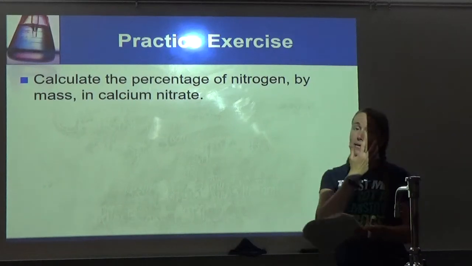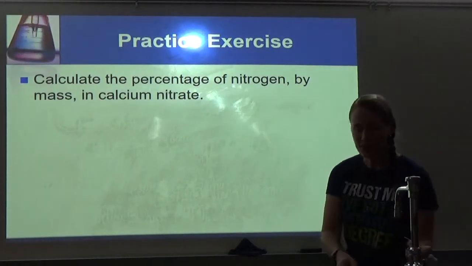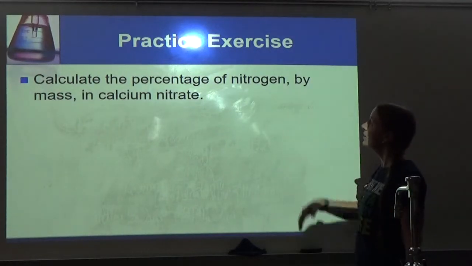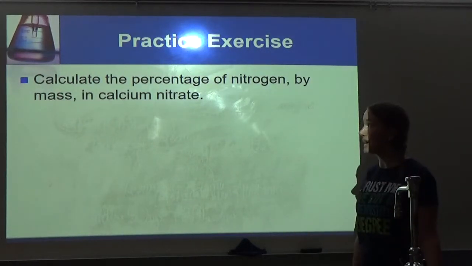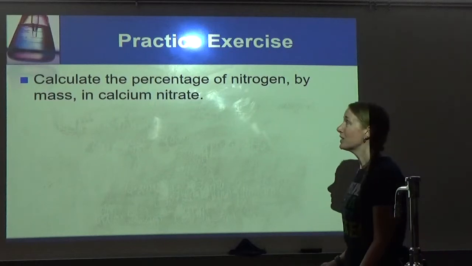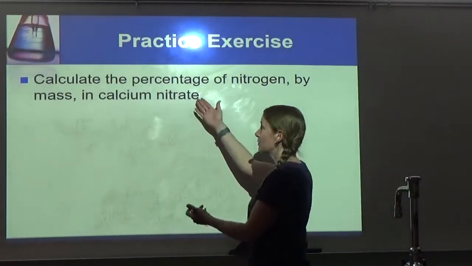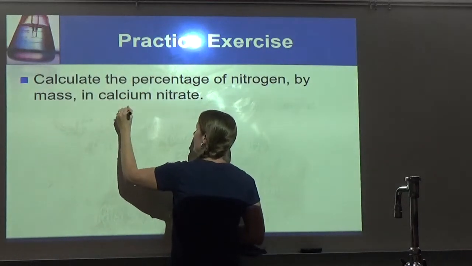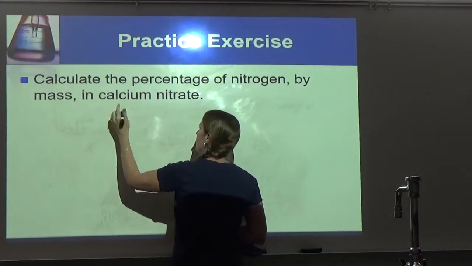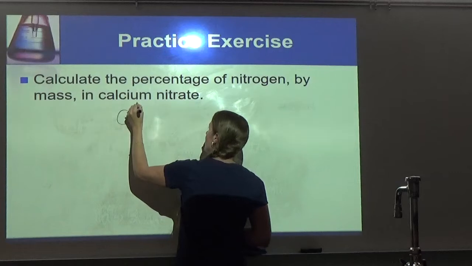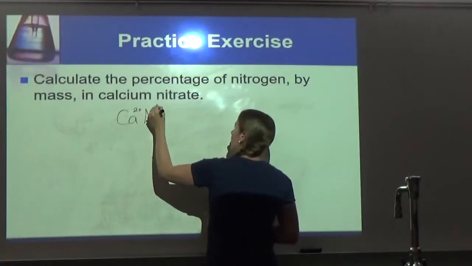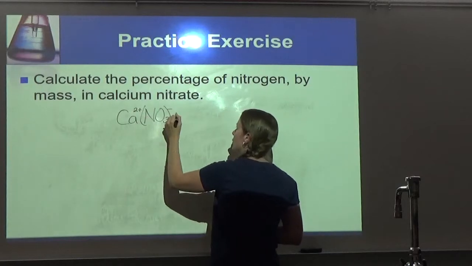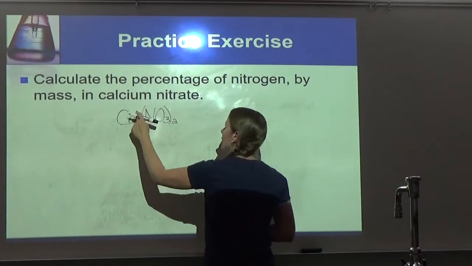All right, so make sure you're trying this one. This will be our last one, and hopefully you'll get it right. So it says, calculate the percentage of nitrogen by mass in calcium nitrate. So this one, I don't have to do the whole thing. It's only asking me about nitrogen. But I do have to write the formula still. So calcium is Ca. Ooh, my marker's dying. It has a positive 2 charge. Nitrate's NO3. It has a negative 1. So that means I need 2 nitrates. So I got my formula.